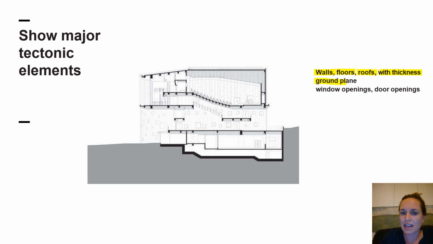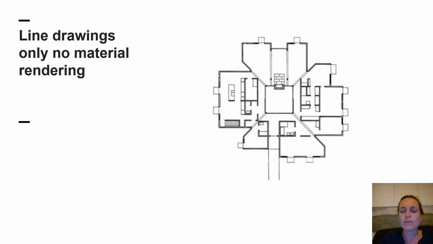We need to show the ground plane, so that would be here. This is this grey area here. And this can be shown as a block like this, or it can be shown as a thick line. You want that to be a thick element. We also need to show window openings and door openings. And so you can see some of those here, here, here, here. We want to remember that for this exercise, we don't need to be rendering in Photoshop or showing every brick, for example. We're really just looking at line drawings to show those major tectonic elements.